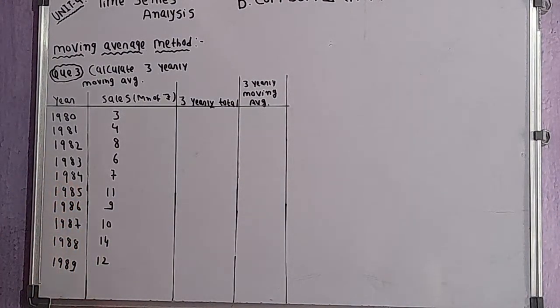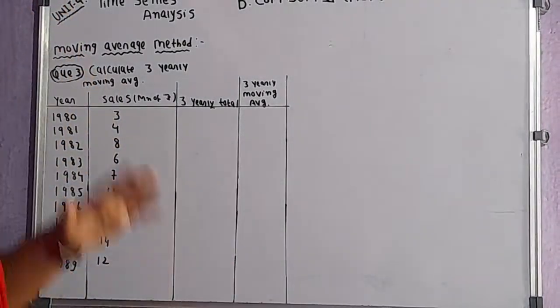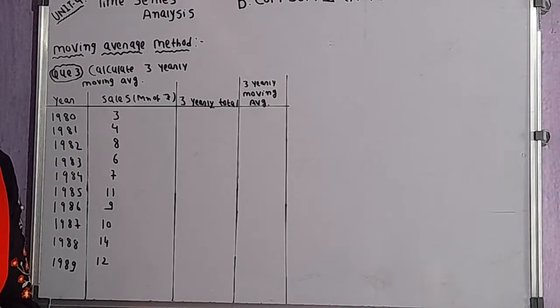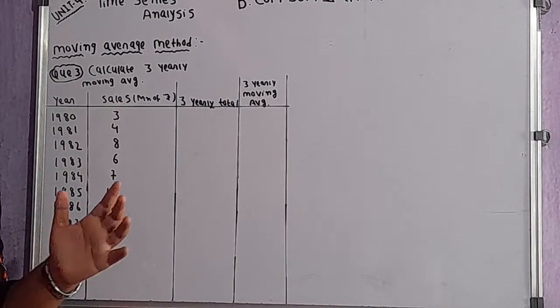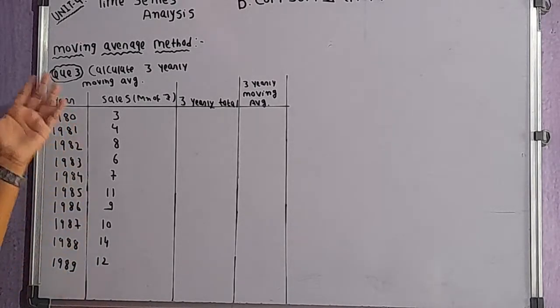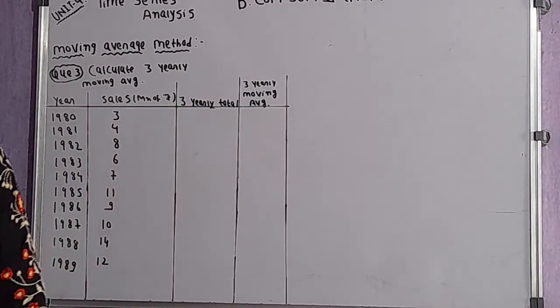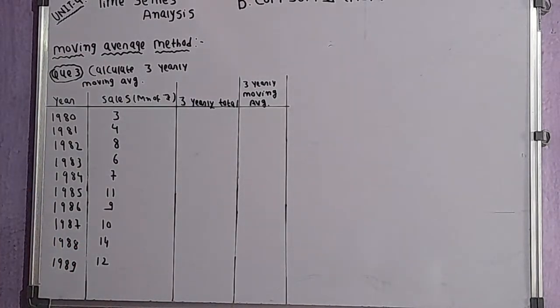In this subject, we are dealing with our last chapter of the last unit, that is time series analysis. Today, under this time series analysis, we are going to deal with the last method of drawing a trend line, that is moving average method. So before going for the numerical of this moving average method, let's see the meaning of moving average method.